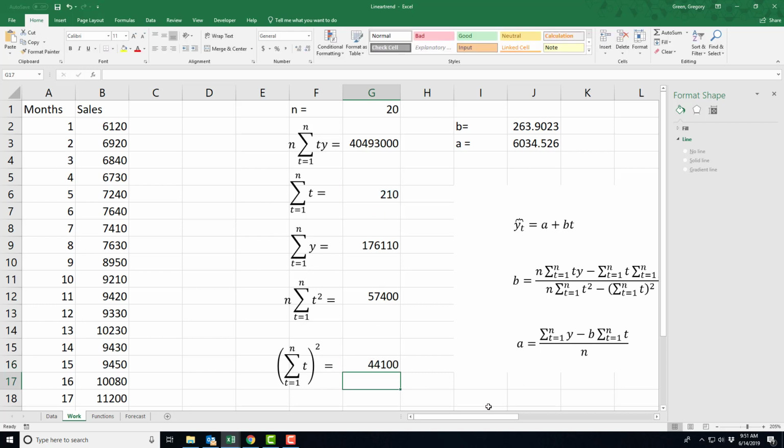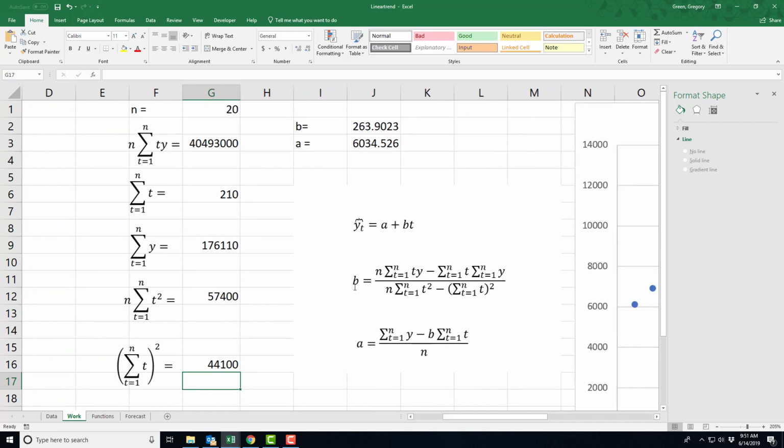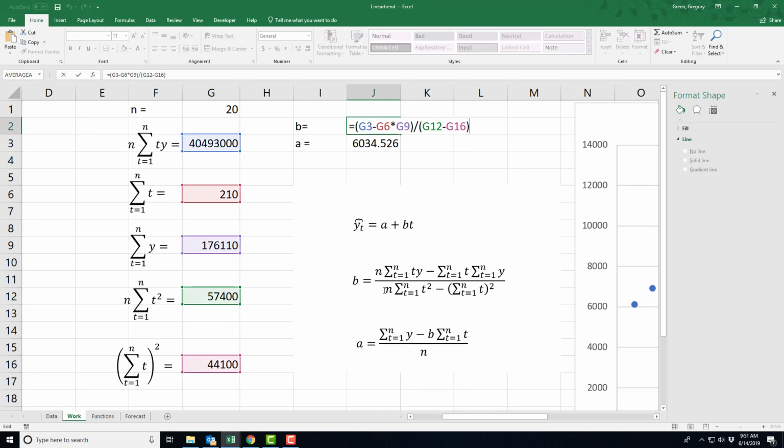Okay. Now, we should have enough to go ahead and calculate B. So B is equal to n times the sum of t times y. So notice I've used parentheses so that I can group. I want that numerator to evaluate and the denominator to evaluate, and then the division to occur. That's how I want it to go. So I want to make sure I do this calculation right.